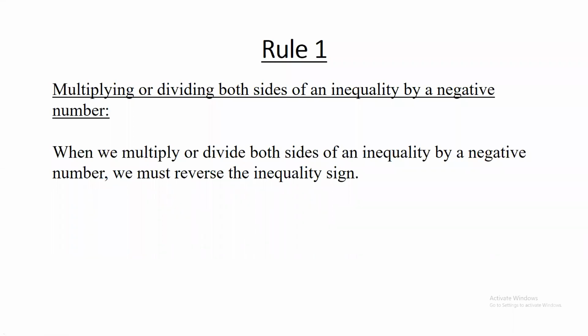Now that we know how to represent inequalities on a number line, we can talk about actually solving inequalities. And the rule that you see on your screen basically says that if you're going to multiply or divide both sides of the inequality by a negative number, you have to reverse the inequality sign. And that's a bit of a mouthful, so let's talk about what that means.